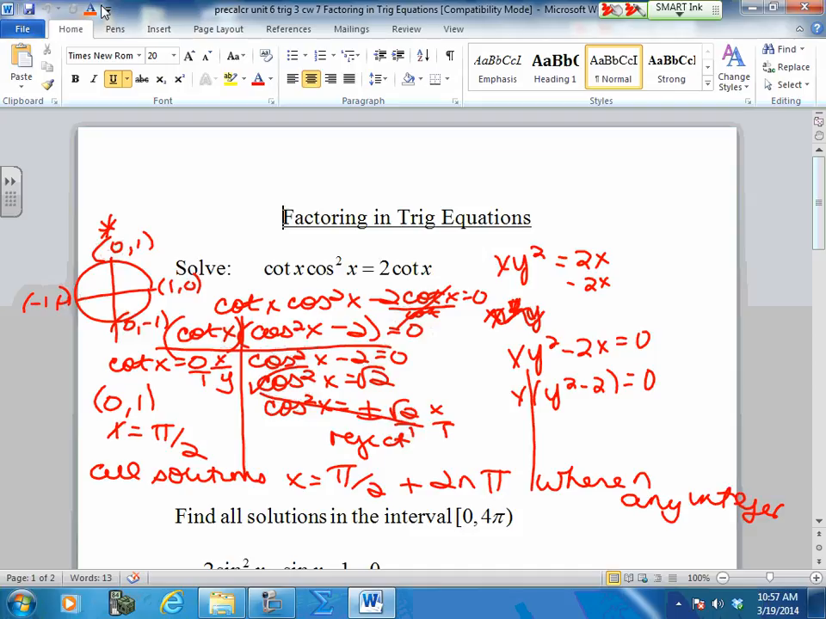Okay? So this had a greatest common factor. We pulled everything to one side. We factored out a greatest common factor. You can't get rid of it. You factor it out, you have two factors, you set them equal to 0, and you solve. Good so far? Okay.